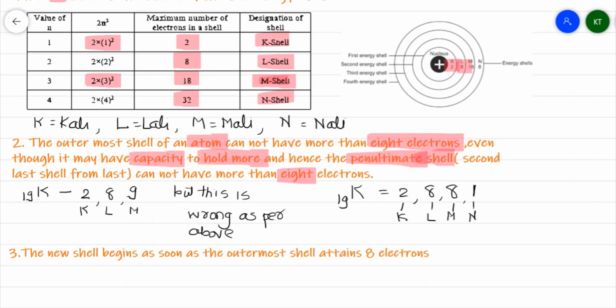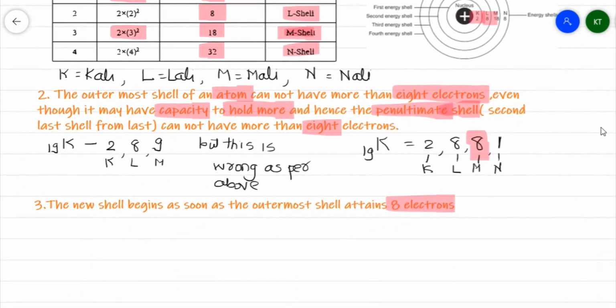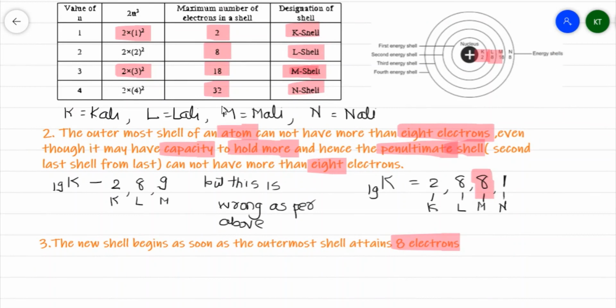Then the next rule says that a new shell begins as soon as the outermost shell attains 8 electrons. Once the outermost shell has 8 electrons, the next electron will start moving to the next level. So this is how the distribution of electrons is made based on the Bohr-Bury rule. Please remember this 2n square rule as a formula, which enables us to find out how many electrons can be filled in a particular shell. Thank you for watching.